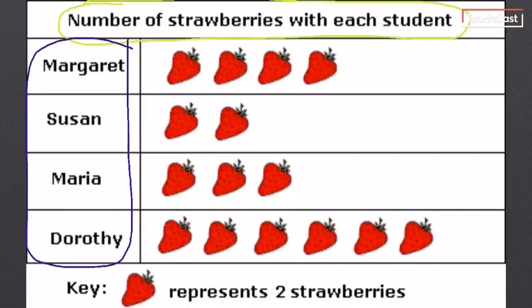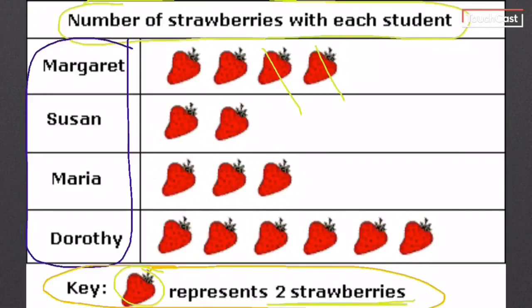Finally, and this one's really important, you're going to have a key. And that key is going to show you how much each picture stands for. So in this case, one strawberry actually stands for 2 strawberries. So whenever you see a strawberry, this actually counts as 2 strawberries. 2 strawberries. 2 strawberries. Just like that there.